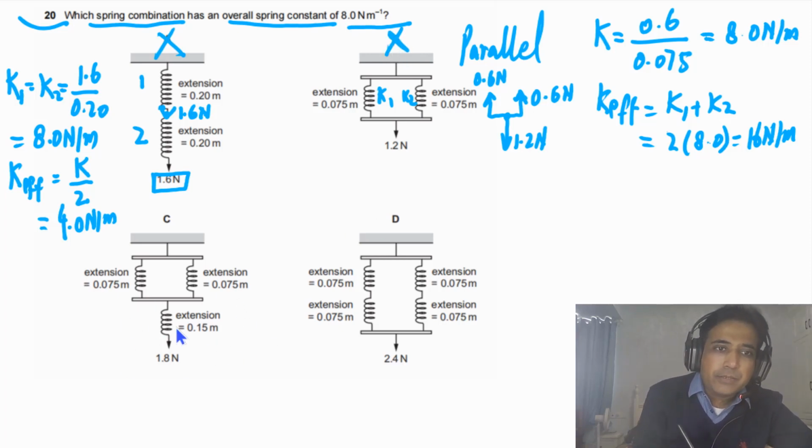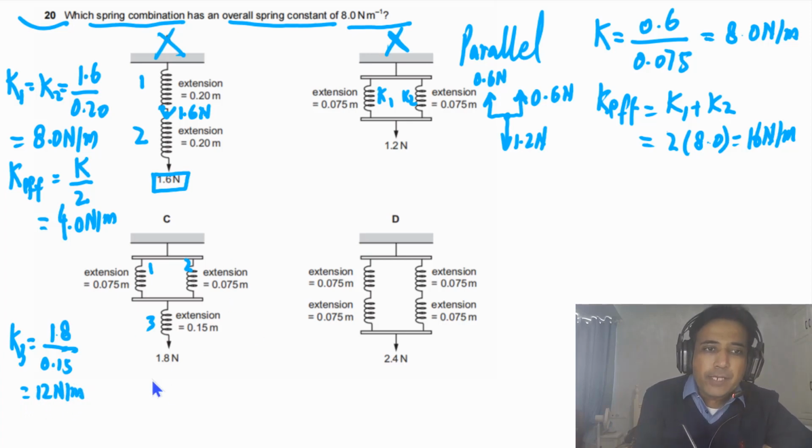Now if you go to the next one, in this case we have one spring here and these two springs are connected in parallel, meaning these two springs are connected in series with this one. We can say this is spring 1, this is spring 2 and this is spring 3. If you look at spring 3, we can write K3 equal to 1.8 divided by 0.15. If we solve this one, we get 12 newtons per meter. The value of K1 will be equal to K2 because they have the same extension and also experience the same force. The force on this one will be half of this force because force is divided when the springs are connected in parallel, as we have discussed here.